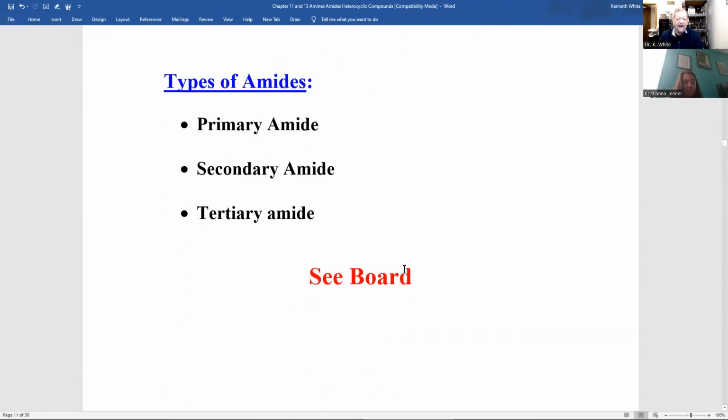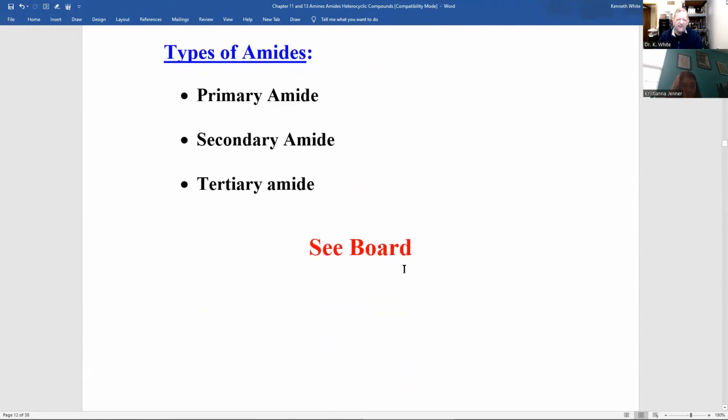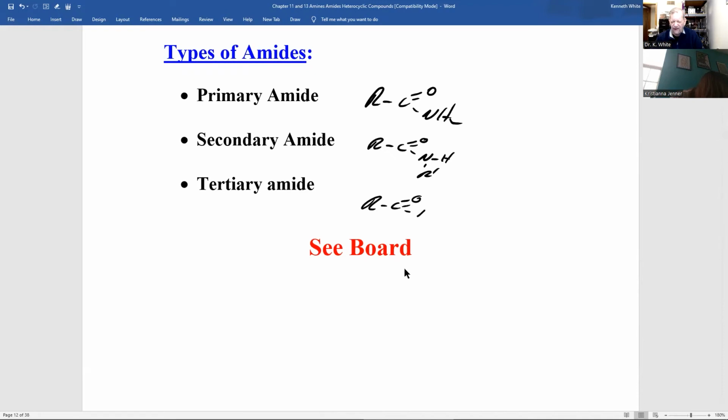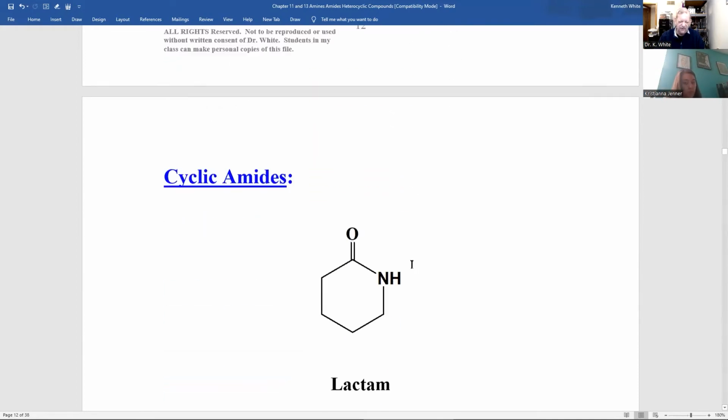All right, now skip the next slide. There's different types of primary. I'll do this real quick. A primary amide, and I'll never ask that on a test. Both R groups are hydrogen, R prime and R double prime. Secondary, there's a hydrogen and R prime, and tertiary, both R prime and R double prime are not hydrogens. So that's primary, secondary, tertiary amide, but we won't use that.